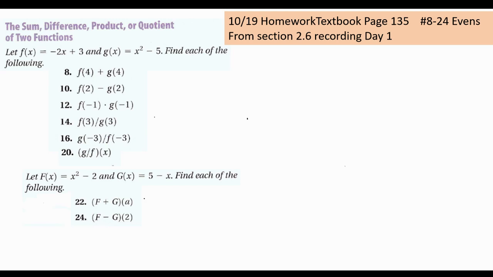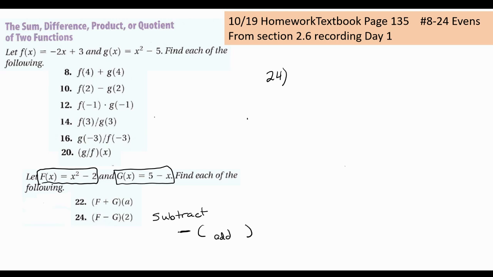Okay, so this one says let f of x equal x squared minus 2 and g of x equal to 5 minus x. And they're just using capitals here. So for number 22, I'm going to leave 22 for you to do in just a minute. I'm going to do 24, because remember, this is the subtract. So remember on the subtract, you have to add those parentheses, right? So I'll do 24 and then you can come back and do 22. So f minus g function evaluated at just 2.